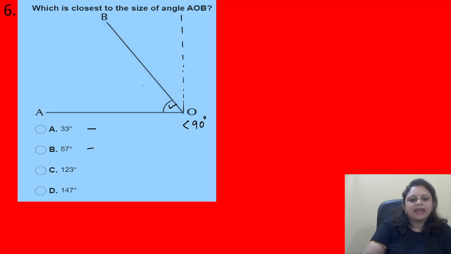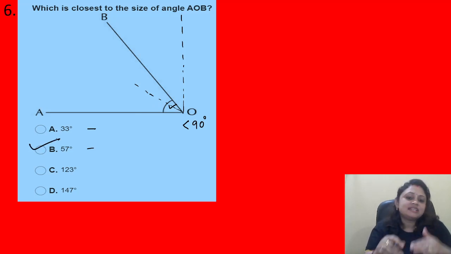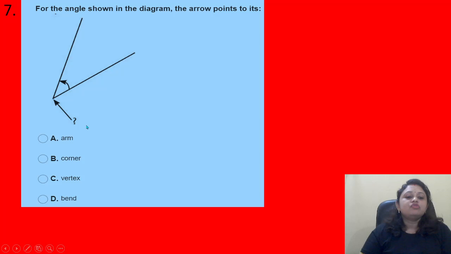Okay. So 90 degree means it should be this way. And if we try to imagine, then it will be more than 45 degree, right? So 45 degree, it will be somewhat like this. Okay, that is the half of the right angle, so it is more than 45 degree, so we can say that it may be 57 degree.